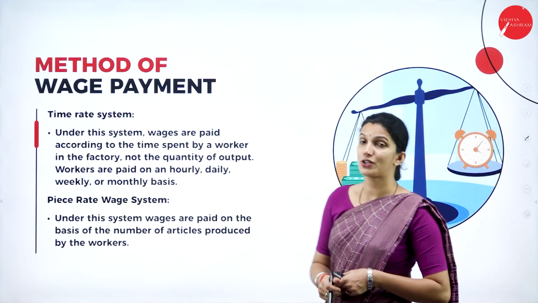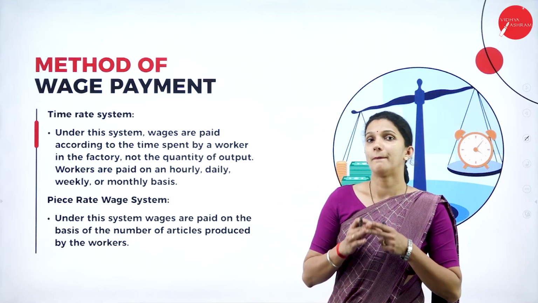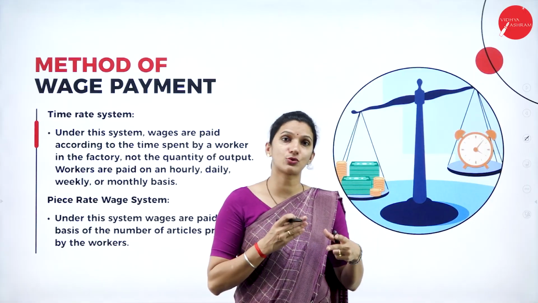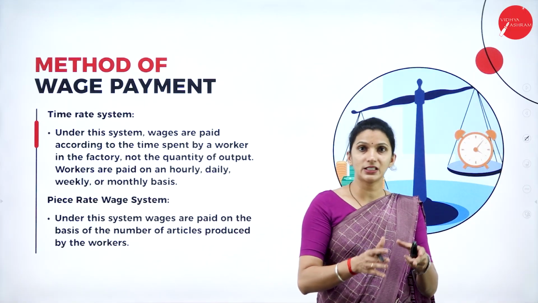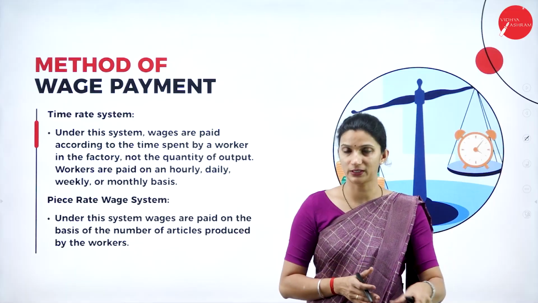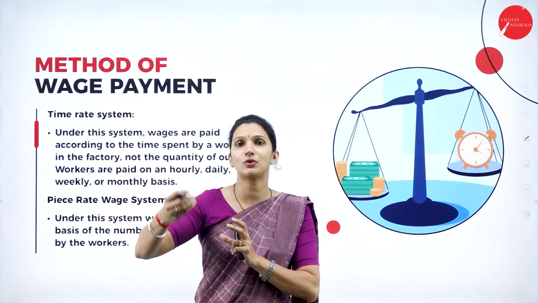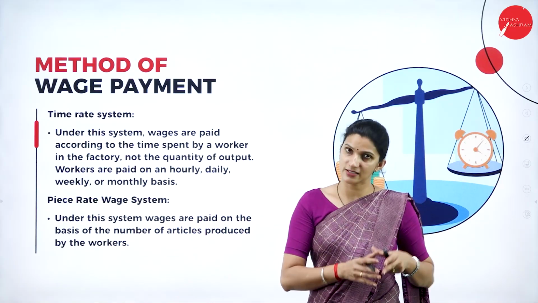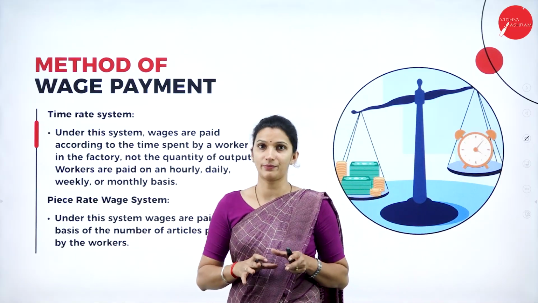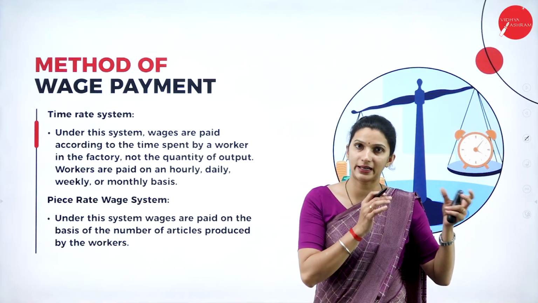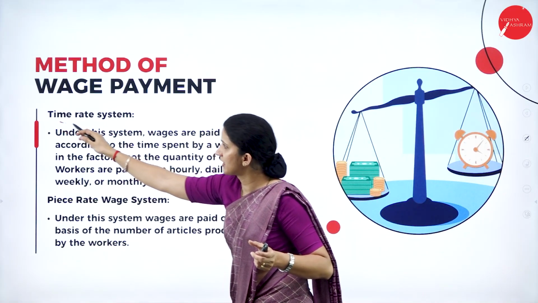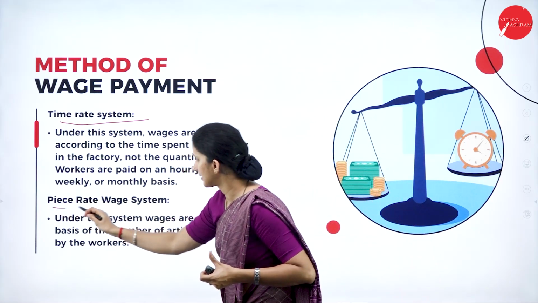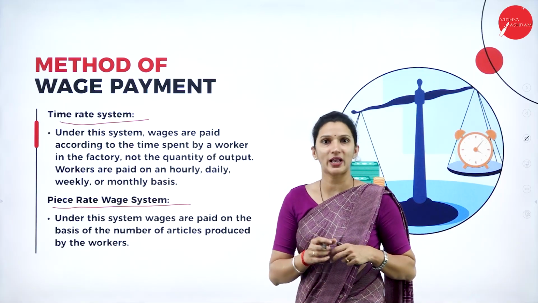So next we have the method of wage payment. How to make the payment to the workers. There are mainly two systems or methods of wage payment. One is based on the time they have worked. Another is based on the piece, that is the number of units manufactured by each worker. So the two important systems that we have are the time rate system and the piece rate system.